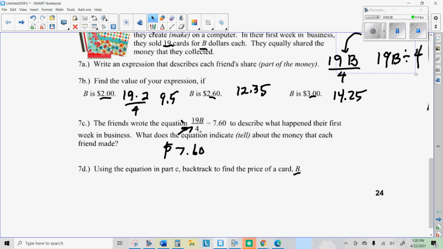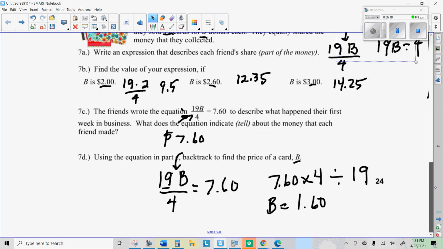All right, just a reminder, when you backtrack, you do the opposite operation. So in the expression, when you see divided by 4 here, you're going to multiply by 4. And when you see times 19, you're going to do divided by 19. And you should do it backwards of the way that you would normally do this. So since this is multiplication first and then divide by 4, you're going to deal with the 4 first and then the 19. But anyway, go ahead and see if you could figure out what B would be if the answer is 760.